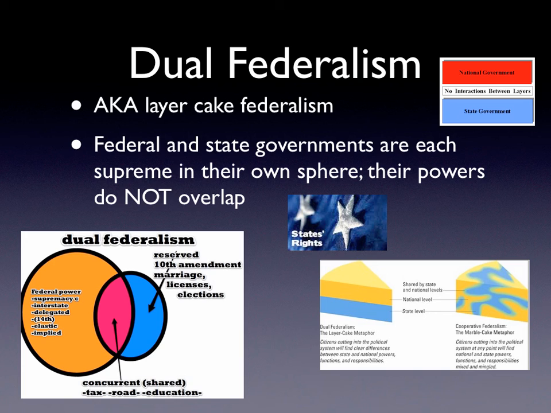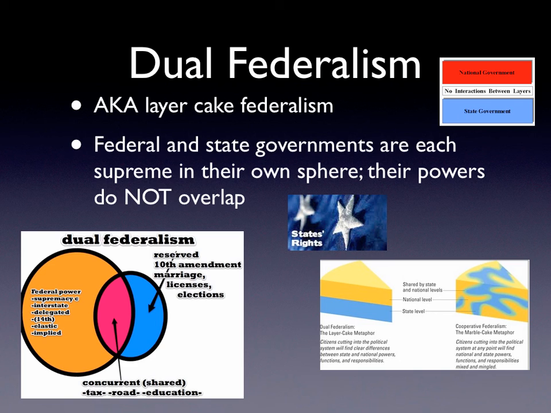Now we have two types, dual and cooperative. These are both kind of ideas of how federalism should work. It's not necessarily the way that they do work in practice. So the first idea we're going to discuss is dual federalism. It is also known as layer cake federalism.